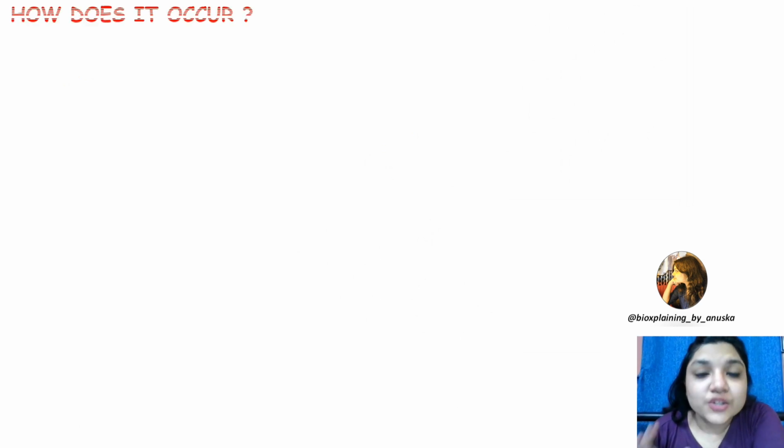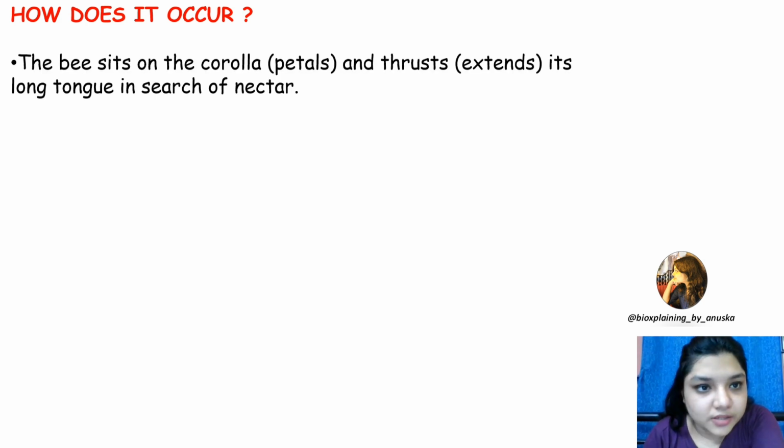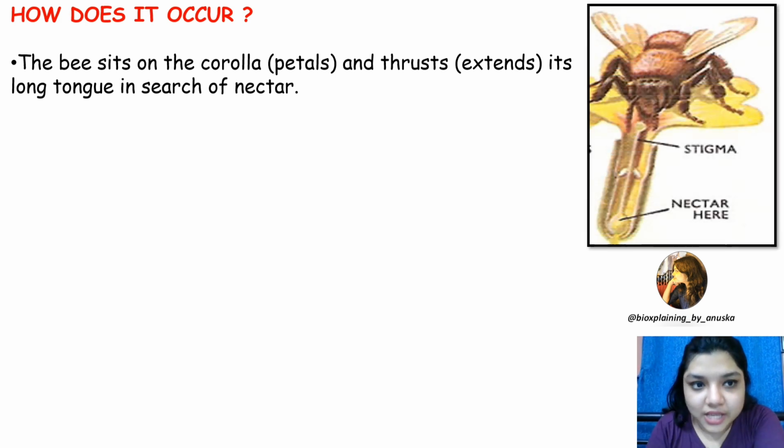Well, so now that you know how the different petals are arranged in the flower of a sweet pea, let us understand how the pollination process occurs. So first, the bee comes and sits on the corolla. That is, it sits on the petals of the flower. And then it thrusts out, that means it extends its long tongue in search of nectar.